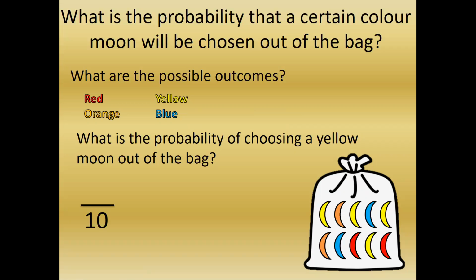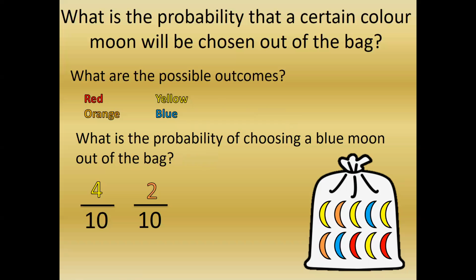Then we have to look at how many of those 10 are yellow. Count all the yellow ones. There would be 4. So 4 goes in the numerator spot. So 4 over 10 is the probability of choosing a yellow moon out of the bag. What is the probability of choosing an orange moon out of the bag? They start the same way. How many parts are there in total? There are 10. How many of the moons are orange? 2. So we put a 2 in the numerator spot. So 2 over 10 is the probability of choosing an orange moon out of the bag.